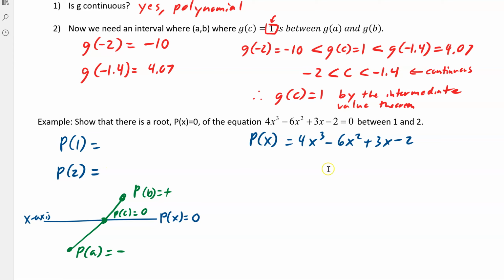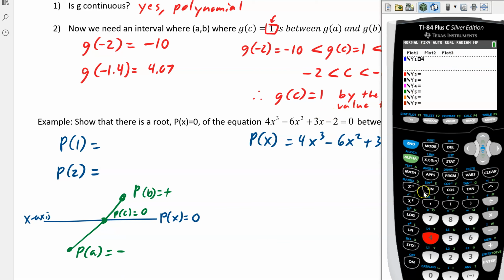So it's very quick. We take our polynomial, plug in our calculator, plug in 1, plug in 2, one's negative, one's positive. Guess what? We've got a solution between 1 and 2. So we plug that in our calculator, 4x cubed minus 6x squared plus 3x minus 2. Hit zoom 6 for a standard graph, but we're not going to even do that. What we're going to do is go back to our window, and we're going to plug in 1 and 2, because that is our interval. And so this also gives us a picture of whether it crosses, and there it is. You see it's crossing right there.